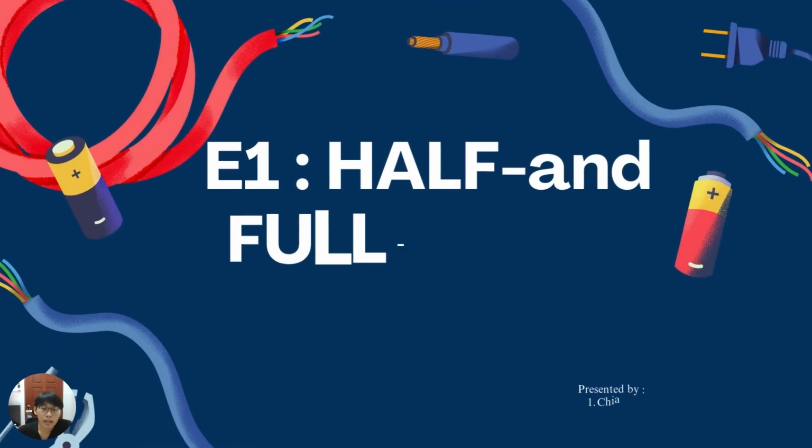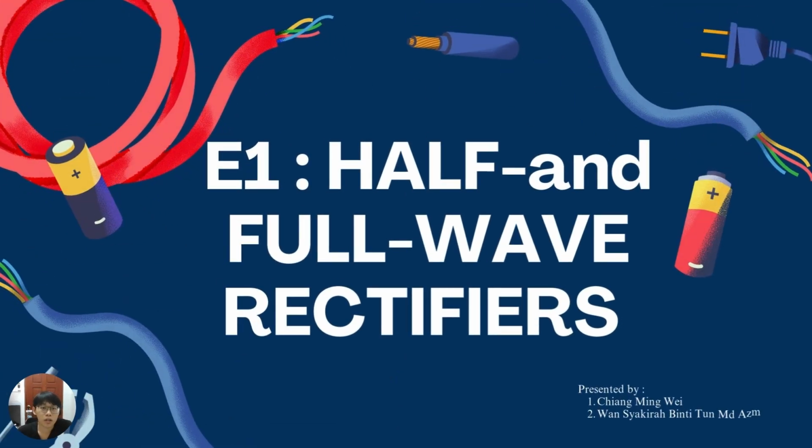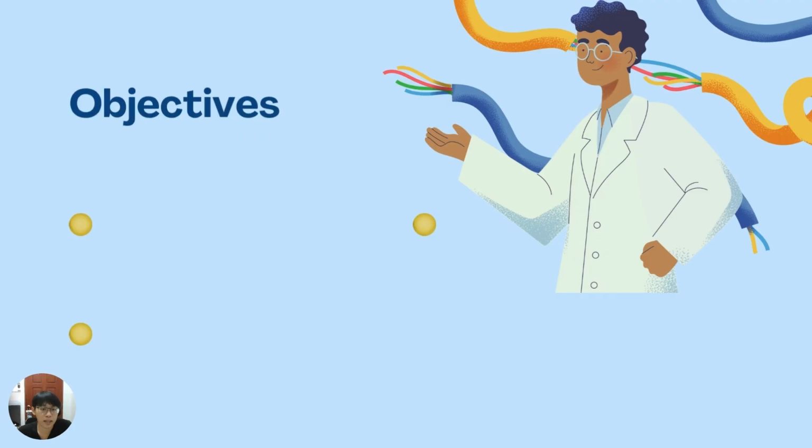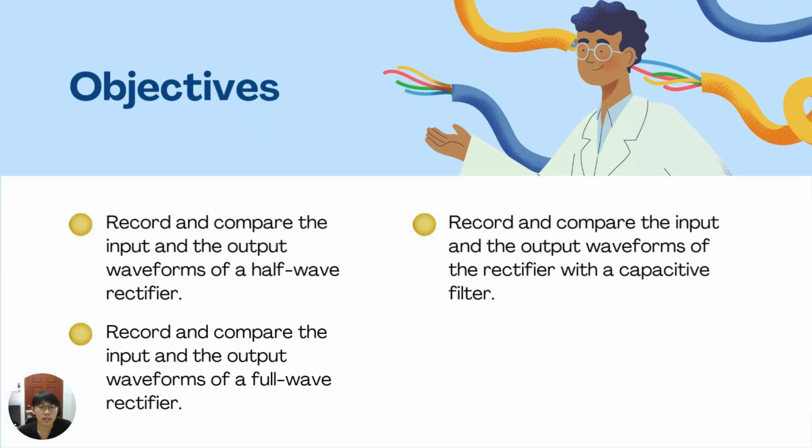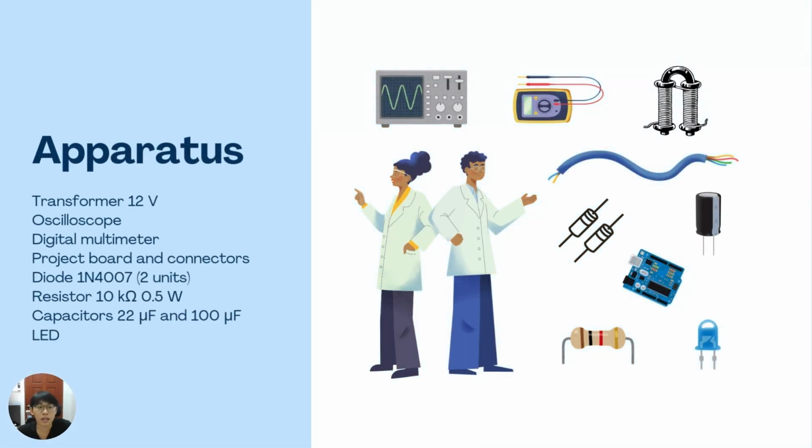Hi, I'm Chang Ming Wei, and my teammate is Wan Shakira, and we are going to discuss the E1 lab, which is the half and full wave rectifier. The objective of this lab is to learn the half and full wave rectifier and learn the effect of the capacitor on the circuit. And these are the apparatus we are going to use in this lab.